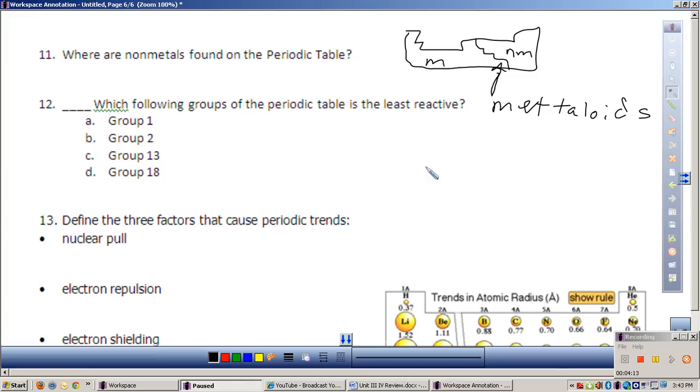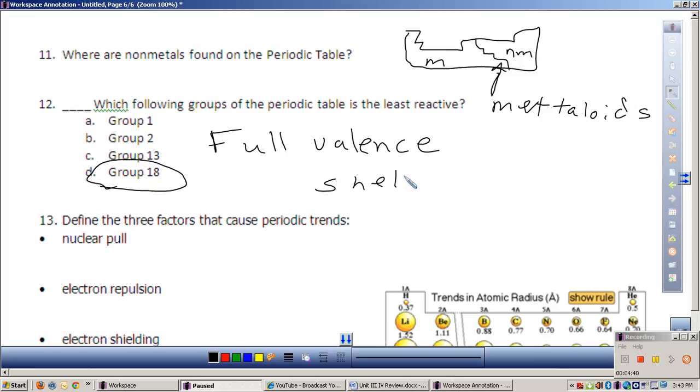All right, which of the following groups in the periodic table is the least reactive? D. Okay, group 18. Why? Okay, they have a full valence shell, meaning that all of their outer electrons are completely filled up.